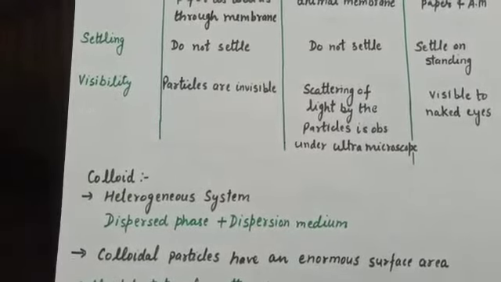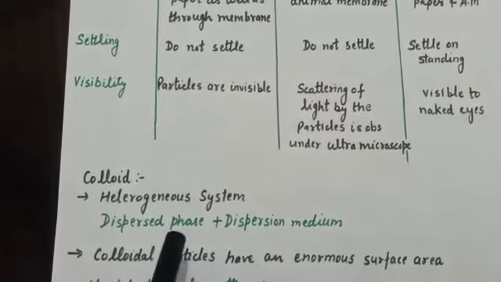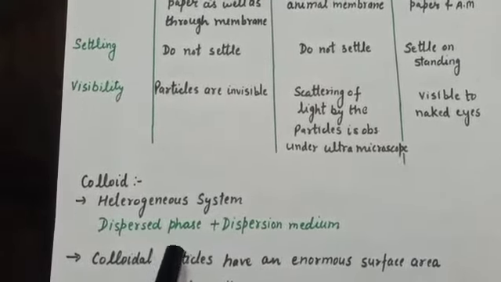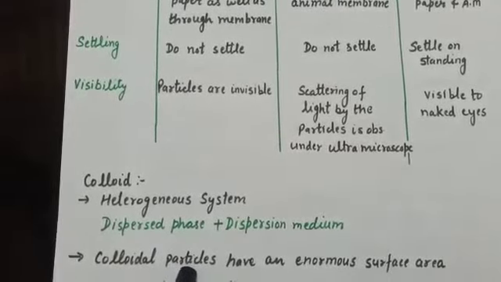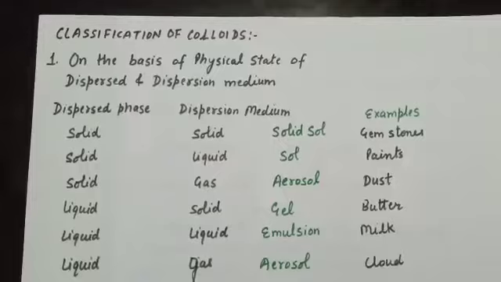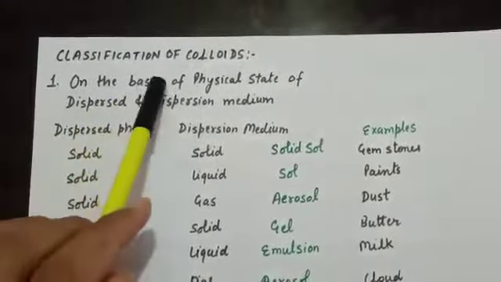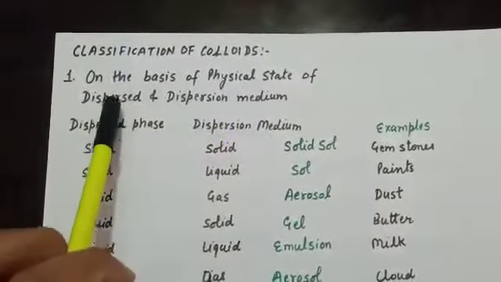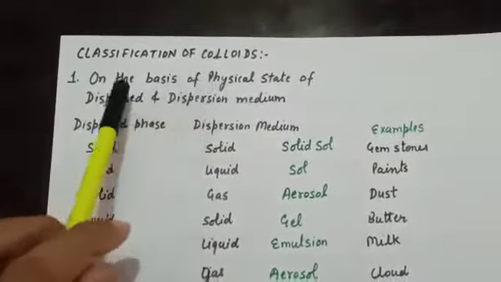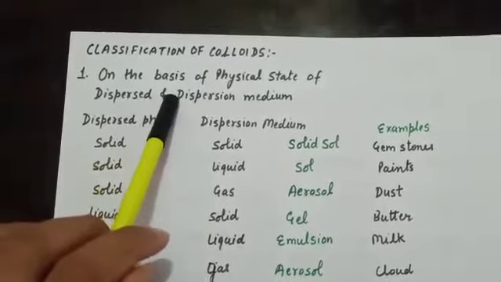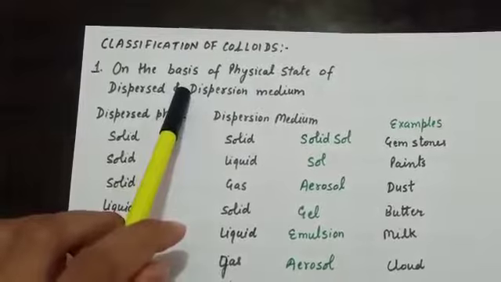Now the next topic is classification of colloids. There are 3 classifications of colloids. Now I will be discussing one by one all the 3 classifications. First classification of colloid is on the basis of physical state of dispersed phase and dispersion medium. On this basis, colloids are classified into 8 types, that is 8 colloidal systems are possible.